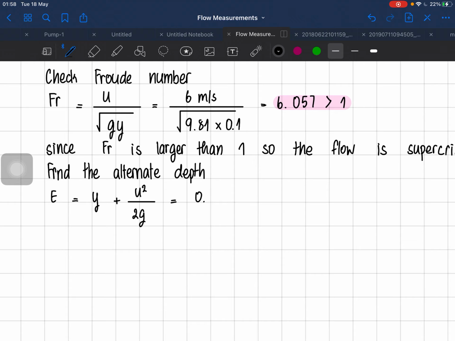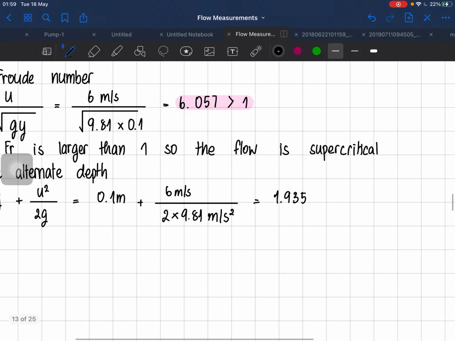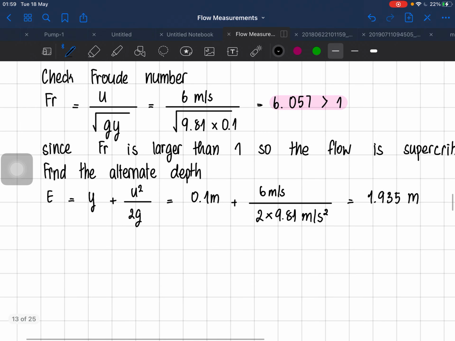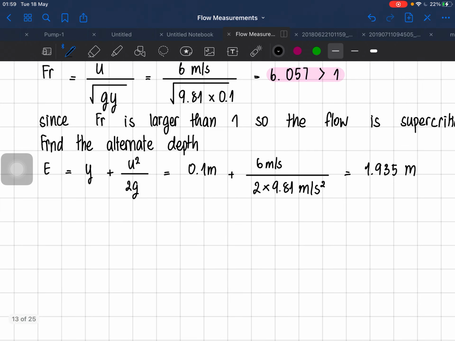Y is 0.1 meter, which is 10 centimeters, so we convert it into meters. The velocity u is also the same, 6 meters per second, over 2 times 9.81. This is quite easy if you can remember the equation, so you can just substitute all the numbers in easily. Let me recheck my answer again.